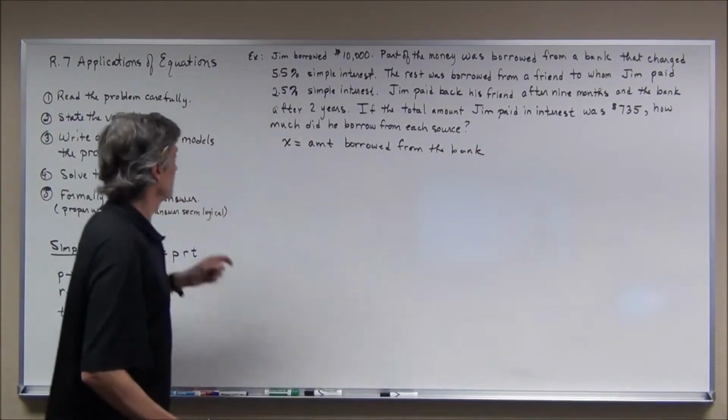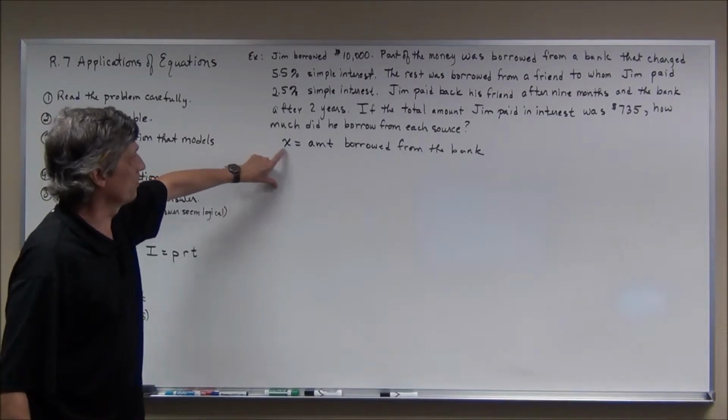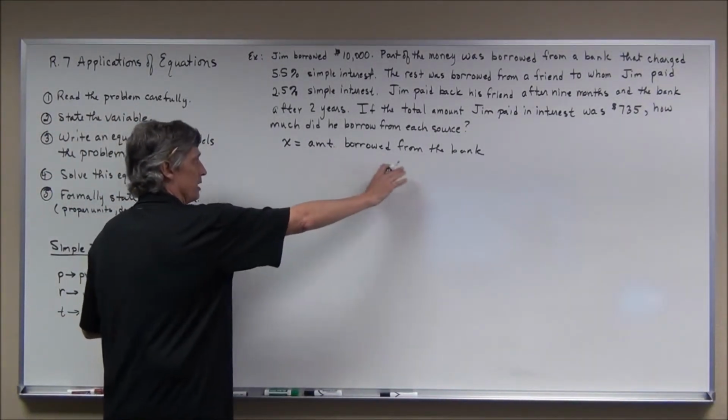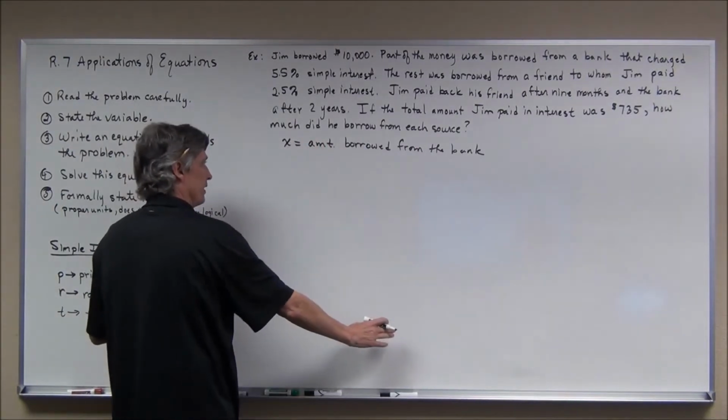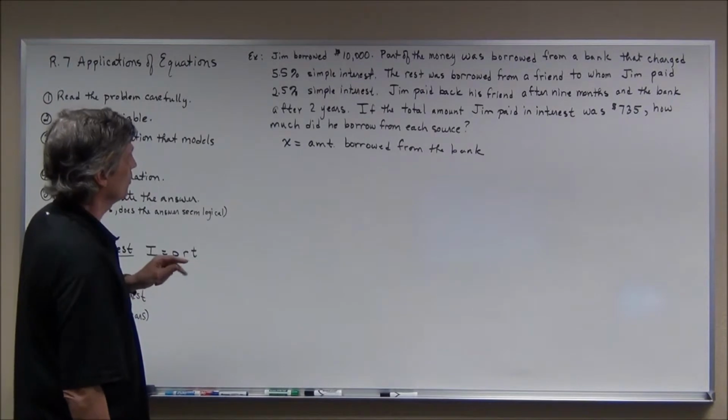Okay, this is my step 2. This is what I call stating the variable. Tell me what the variable is equal to. I write it out. I don't take forever and a day. I just write it out so that I remember that when I solve and get X, I know what X is representing. Now there are 2 loans.